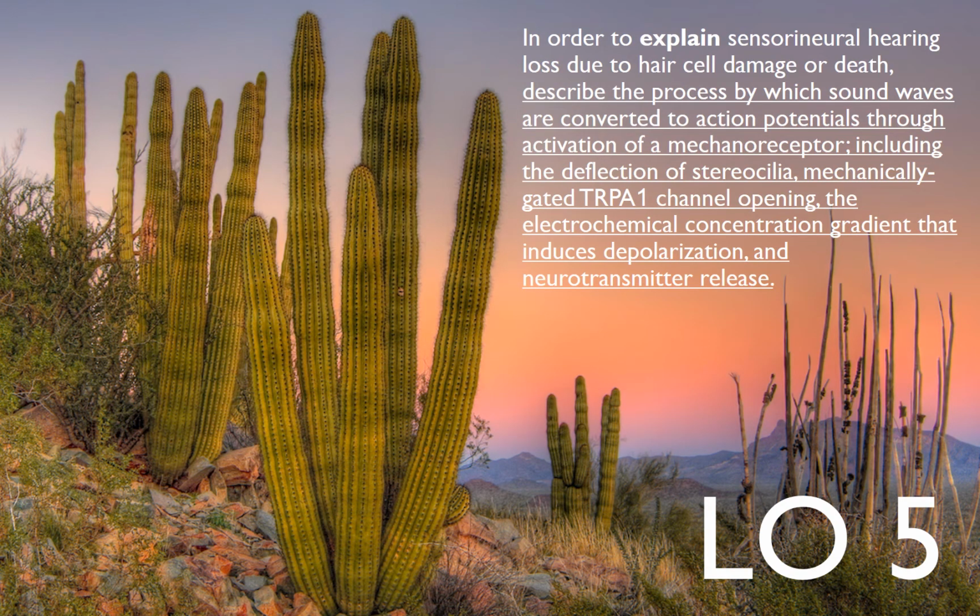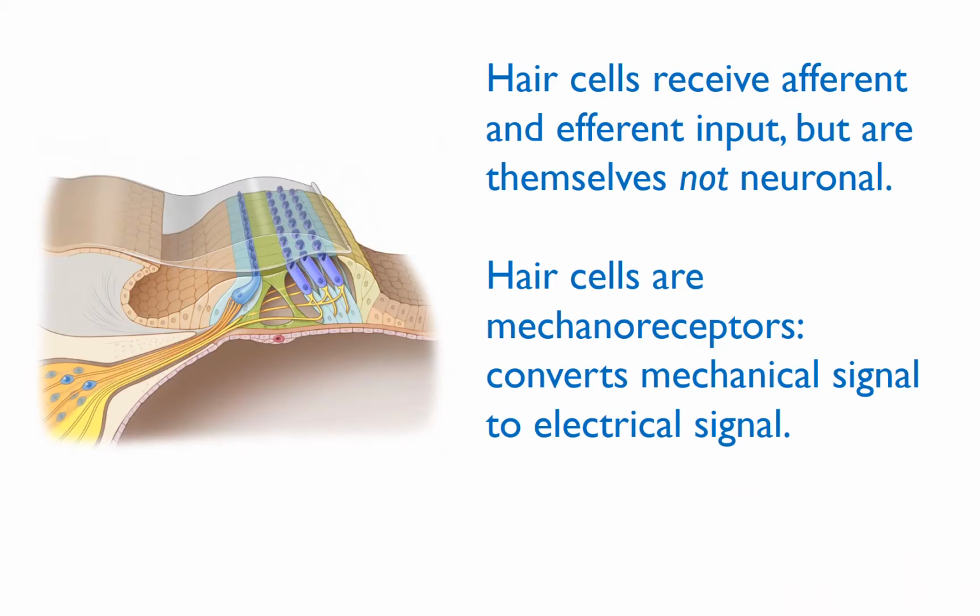Learning objective 5 is about the cell signaling associated with auditory physiology. So unlike in the eye and unlike in the nose, the hair cells of the auditory system do in fact receive afferent and efferent input, but they're not neurons themselves.